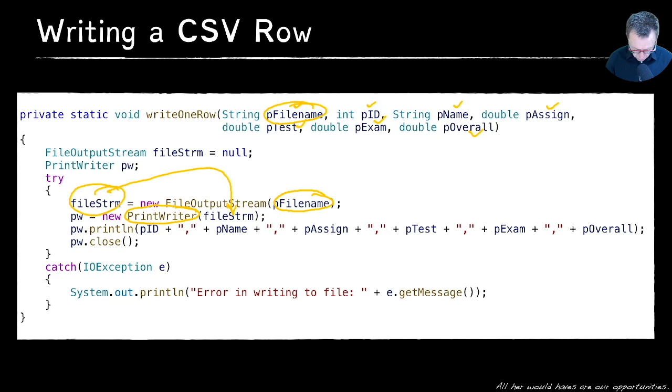And now we go pw.println, remember that system.out.println, and we write everything out to file, and we close. That's it. We've got an exception, we've tried, and we catch just an IO exception here and print out the message. So that's writing to a CSV file.